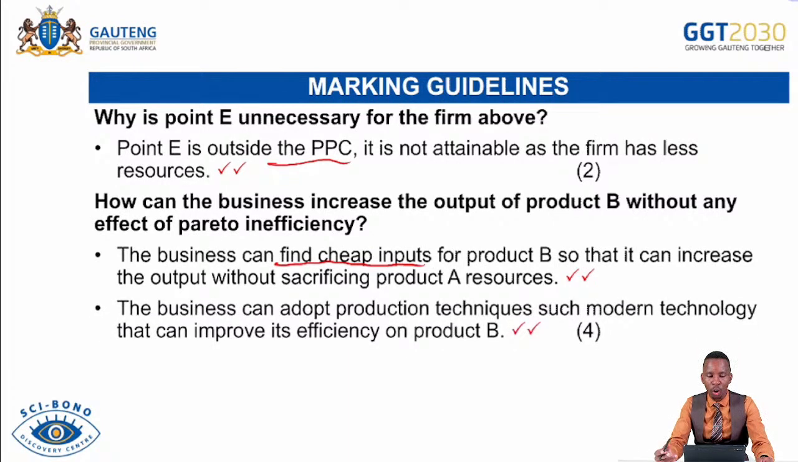The business can adopt production techniques such as modern technology that can improve efficiency on product B. So the firm can try to adopt the technology that can improve the efficiency on the production of the product B without having to compromise the production of product A.